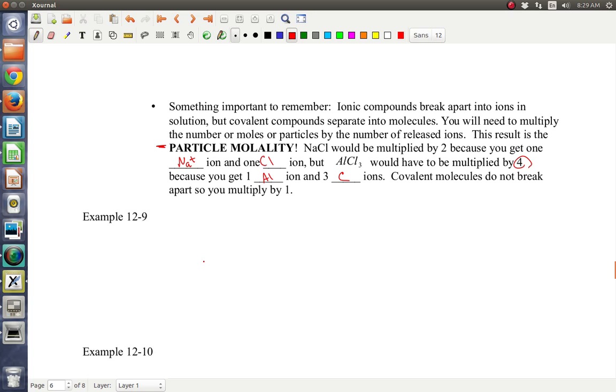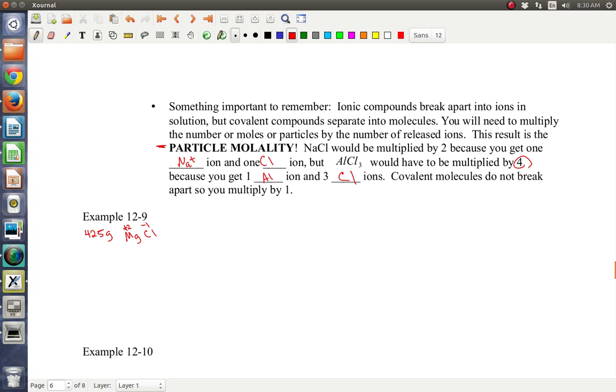Okay, let's do example 12.9. Oh, wait a minute, it was chlorine. I didn't finish writing chlorine. All right, example 12.9. This time we're going to have 425 grams of magnesium chloride, and you'll have to figure that out. Magnesium, Mg, has a +2 charge. Chlorine has a -1 charge.